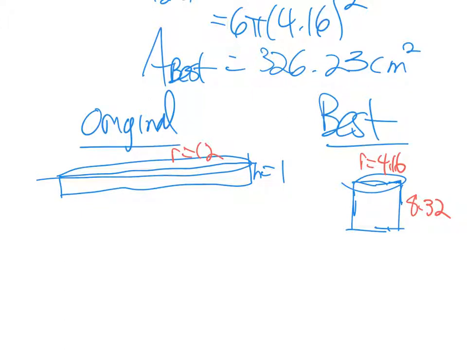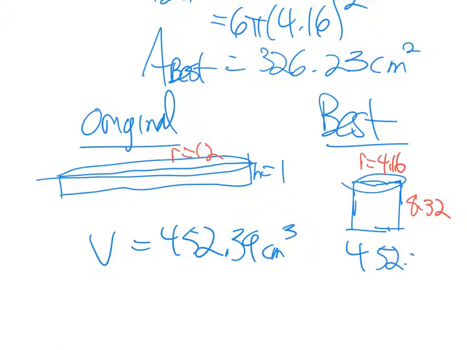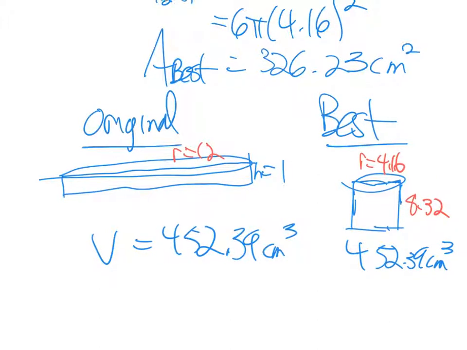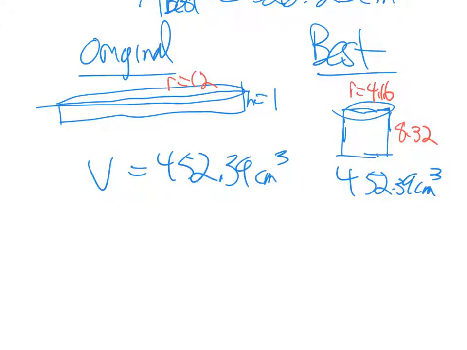What was the same about both of those cylinders? The volume. The volume for both of those was 452.39 centimeters cubed. So they would both hold the same amount of juice or chocolate or some present inside. The volume's the same. The space, the 3D space, is the same. But the amount of paper it would take to wrap that is vastly different.